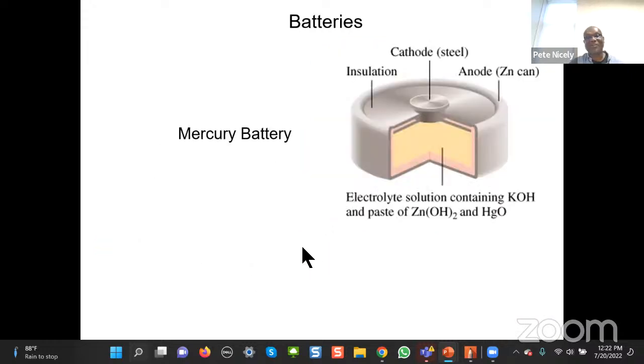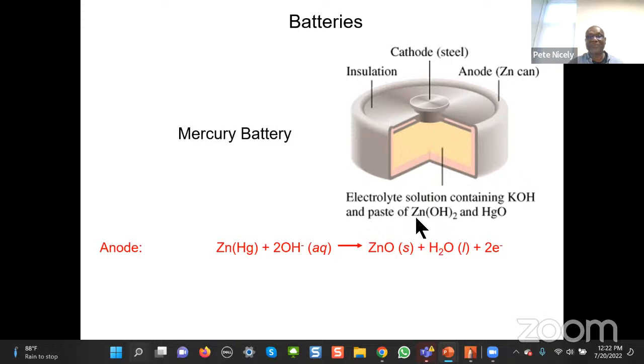Here's another example. Now, this one is called the mercury battery. You tend to find these in watches and calculators and so on. And in this particular case, the anode is made up of zinc, which is the surrounding material here. The cathode is made up of steel. And there's a paste electrolyte solution mixed with zinc hydroxide and mercury(II) oxide.